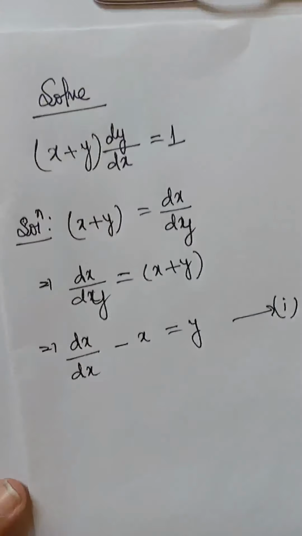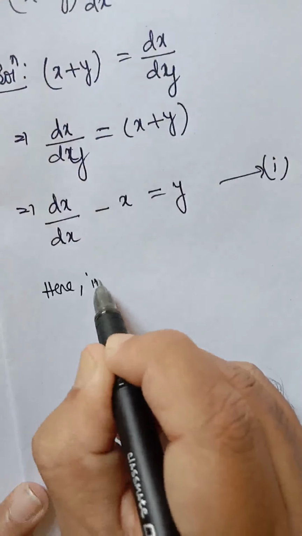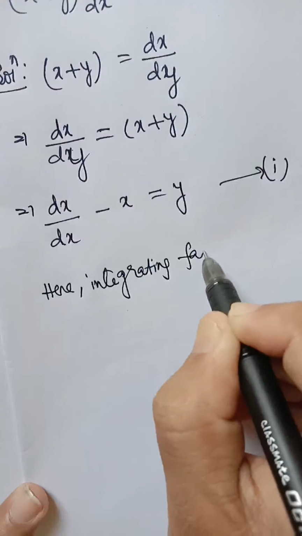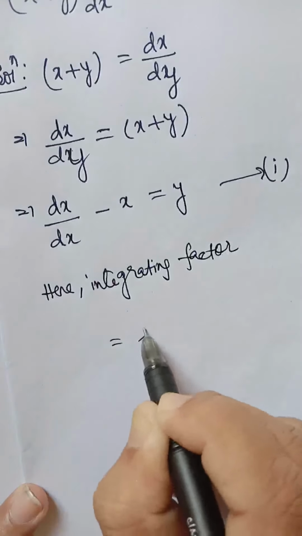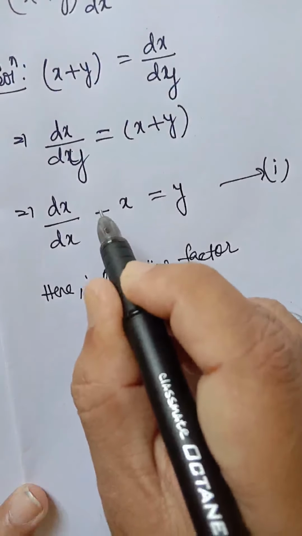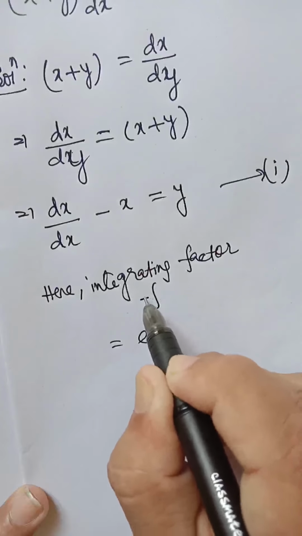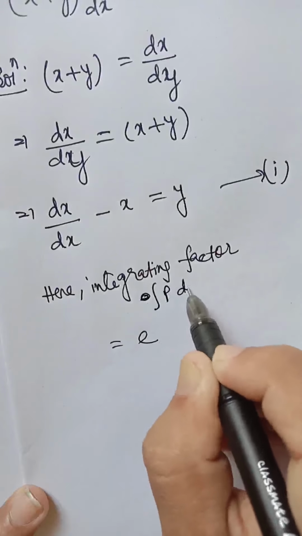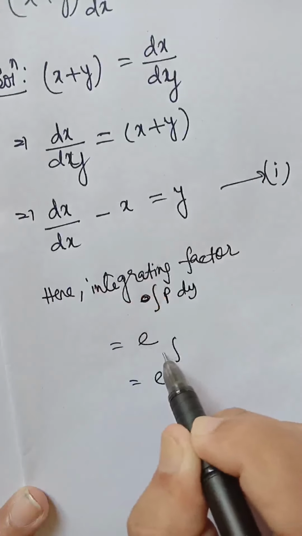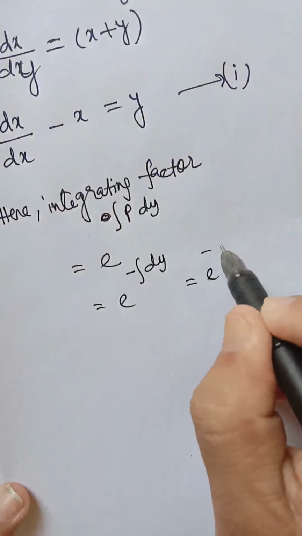Now in this form, the integrating factor is equal to e to the power integration of p dy. Here p is minus 1, so it will be e to the power integration of minus 1 dy, and this will be e to the power minus y.